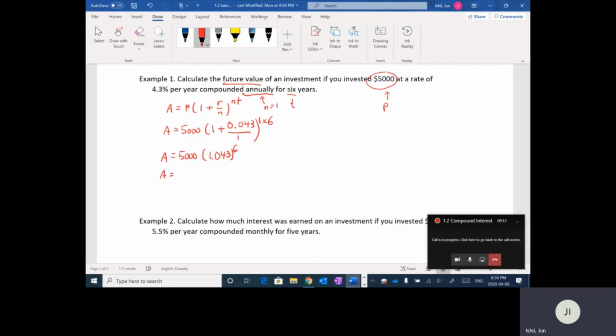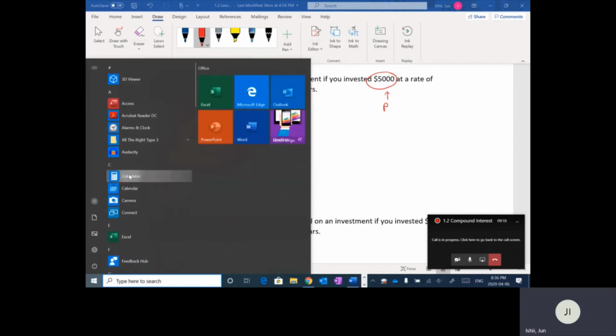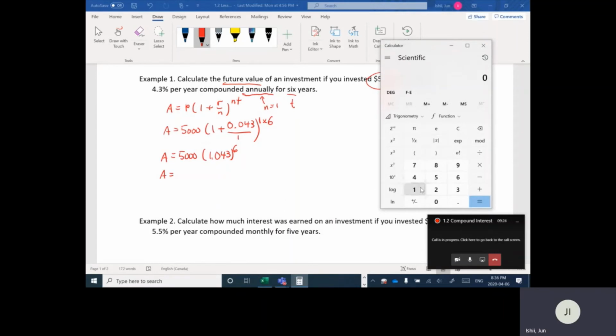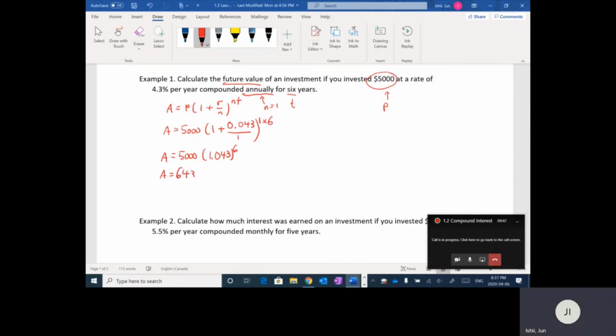Next up, let's pull up the calculator because I cannot do this in my head. I'm going to punch it all in at once: 5,000 multiplied by 1.043, the exponent, to the power of 6. So this here is 6,436, and I believe it was 89 cents.